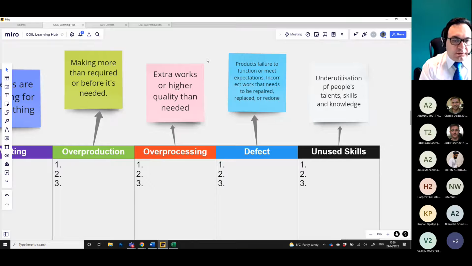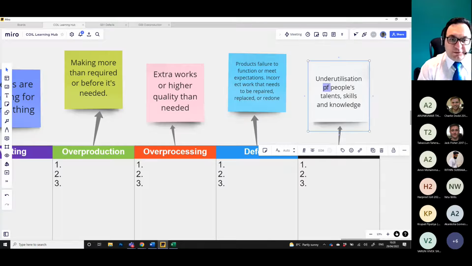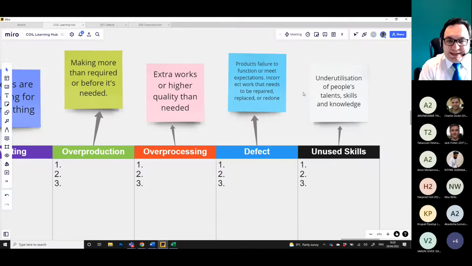And then we have unused skills. These are kind of new wastes that were added in recent years. Underutilization of your resources, your people. So underutilization of talents, skills, knowledge. For example, you have automation, but you don't use it. So people, instead of carrying out their duties on site, are just doing admin jobs.